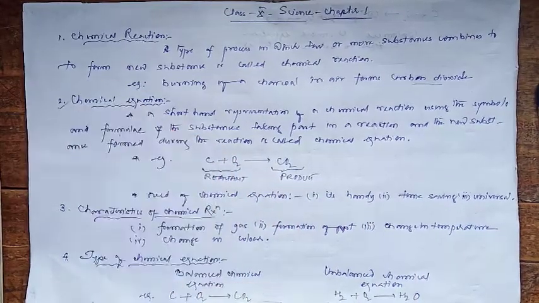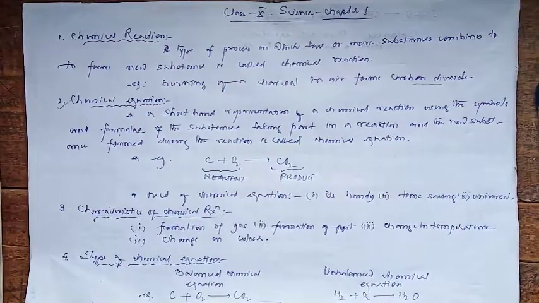Let's talk about chemical equation. A shorthand representation of a chemical reaction using the symbols and formulas of the substances taking part in the reaction and the new substance formed during the reaction is called a chemical equation.